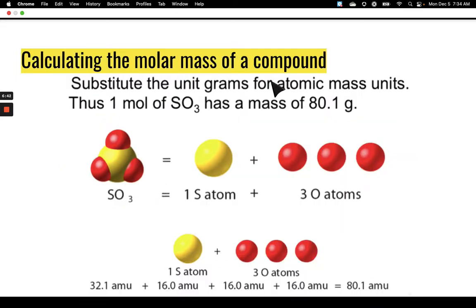All right, so calculating the molar mass, you substitute the unit grams for the atomic mass units, and thus 1 mole of SO3 has a mass of 80.1. So here's SO3, and it equals 1 sulfur and 3 oxygens. And as you can see here, to the 10th place, 1 sulfur is 32.1. The 3 oxygens to the 10th place are each 16. You add those all together, and you get 80.1 AMU. Now, when you make that mole, you just say it's 80.1 grams.